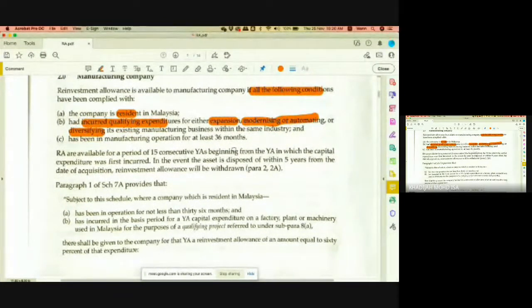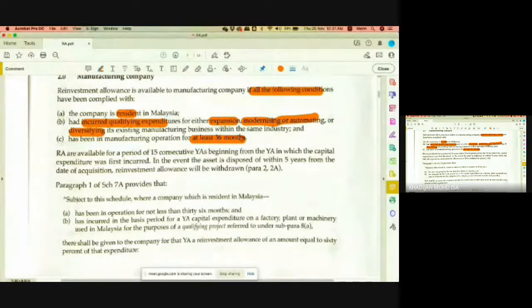The other requirement is that the company must have been in operation for at least 36 months. Most companies will not have any problem with this requirement, because if it is a second round incentive, it means that in the first round they already had either pioneer or ITA, and pioneer or ITA is already 5 years. So in order for you to claim reinvestment allowance, you must be at least 36 months in operation.